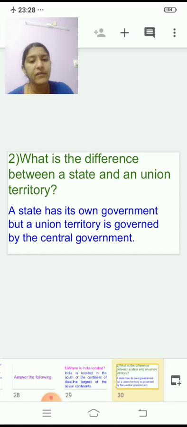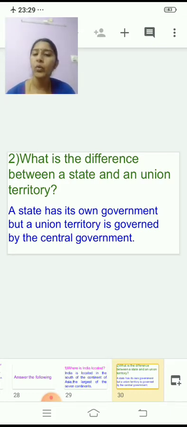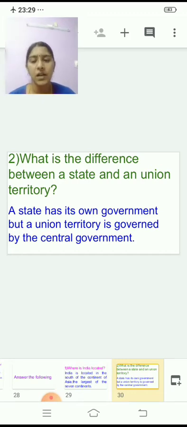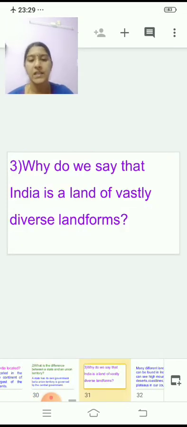Second question, what is the difference between a state and a union territory? A state has its own government, but a union territory is governed by the central government. For example, Tamil Nadu has one government for itself, and Kerala has its own government. Union territories are governed directly by the central government.